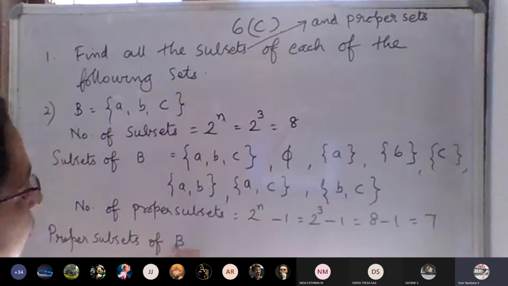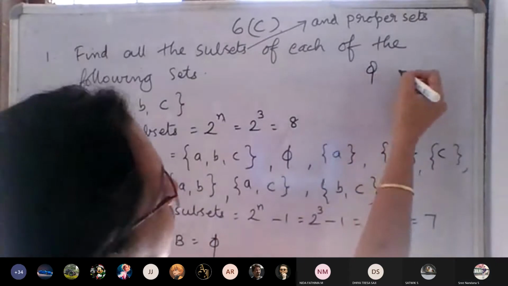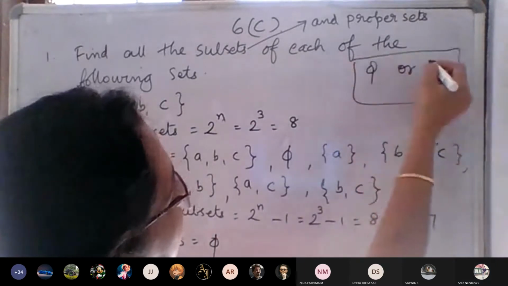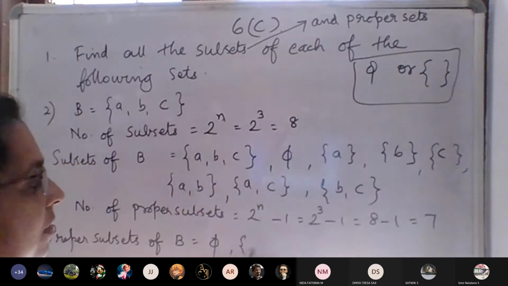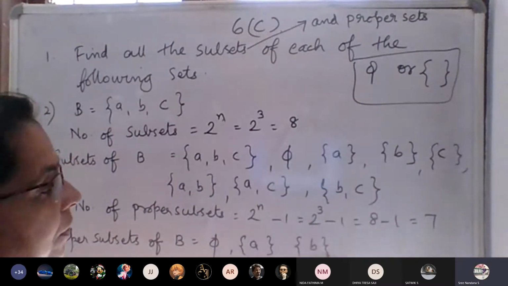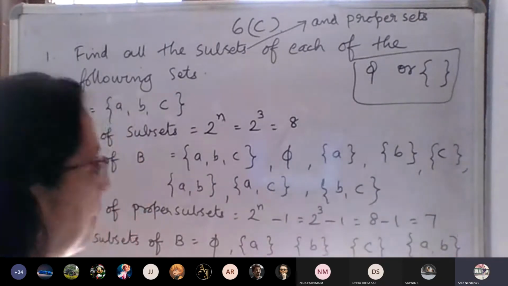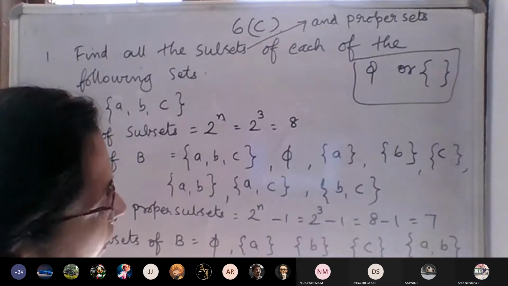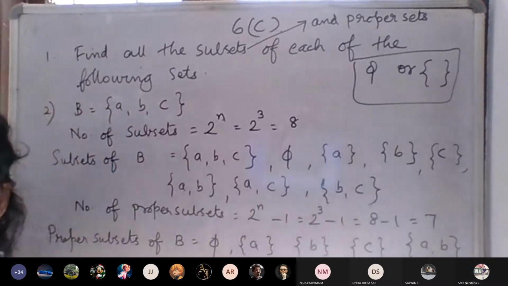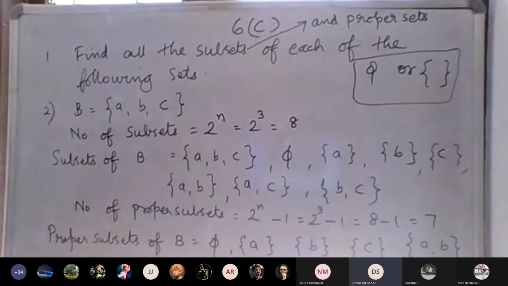Then the proper subsets of B are equal to the null set. Null set, this way also, or the symbol. Both ways we can write. Then set A, set B, set C, set AB, set AC, set BC. And we can't see the down part of the board. Okay.